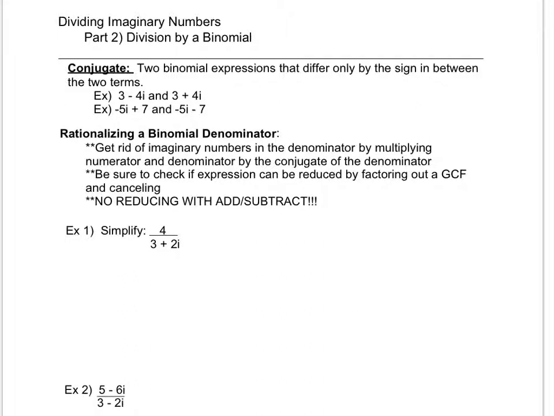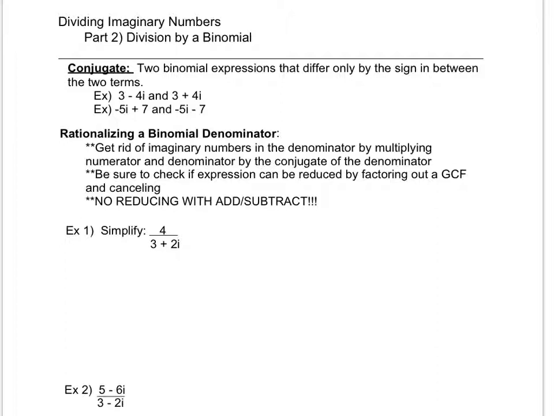Now that you know how to divide imaginary numbers by a monomial, now we'll look at how to divide imaginary numbers by a binomial. When we divide by a binomial, it'll be very similar to dividing by a monomial because we still don't want to have imaginary numbers in our denominator. We'll get rid of imaginary numbers in our denominator now by multiplying the top and bottom by a conjugate.